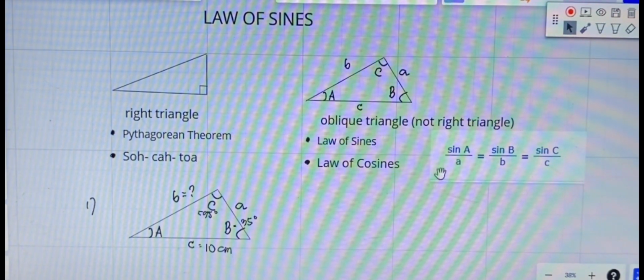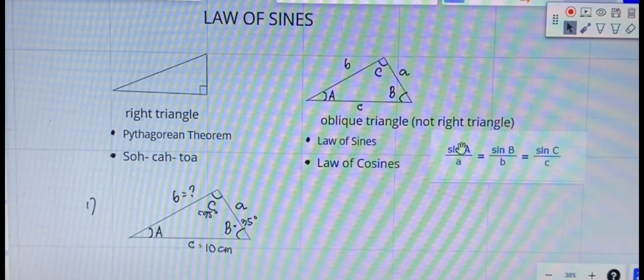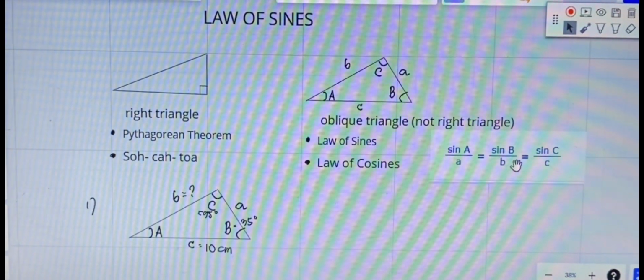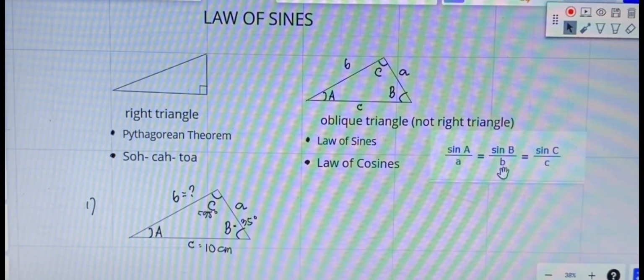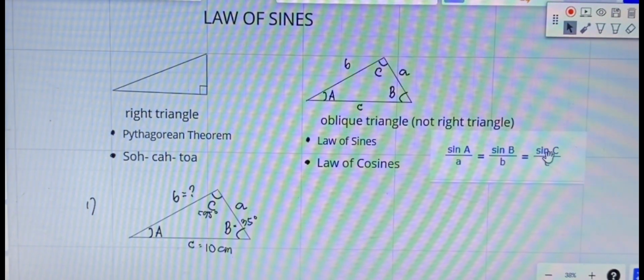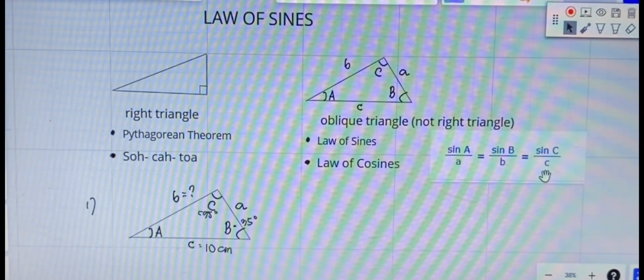The law of sines is like this: sine A over a, which is the opposite side, is equal to sine B over b, the opposite side, equal to sine C over c, the opposite side.